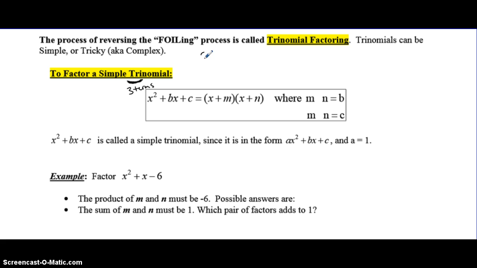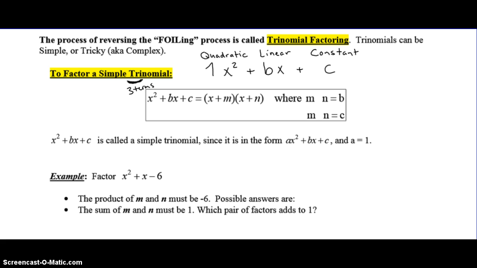So the first term is your quadratic term, and that quadratic term has an x squared. Your second term is your linear term. So your linear term has an x in it, and the third term is the constant. A constant has no x, so we just use the letter C to represent the number that is the constant. The coefficient of the linear term we call b, and with a simple trinomial, the coefficient of the quadratic term is 1.